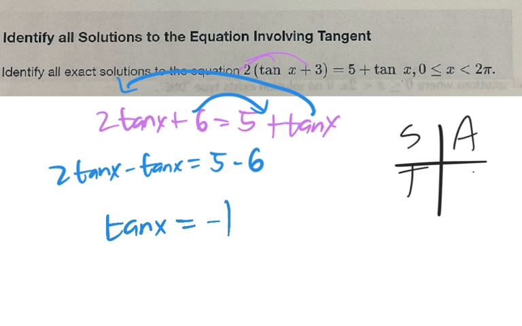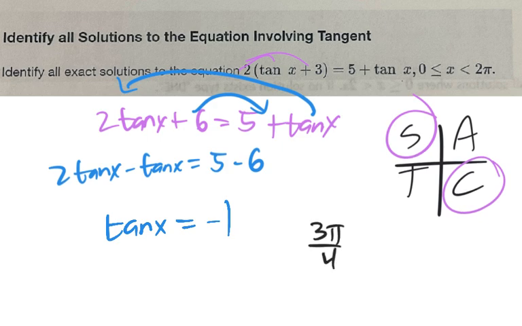So, all students take calculus. I need this to be negative. That means I'm in second or fourth. And it's 1. So this is the same thing I just had, right? Opposite is 1, adjacent is 1. That's a 45 degree reference angle. But now I need 45 degrees in the second and the fourth, which would be 3 pi over 4, 7 pi over 4. And I don't have to move them because it's already an x in the argument.